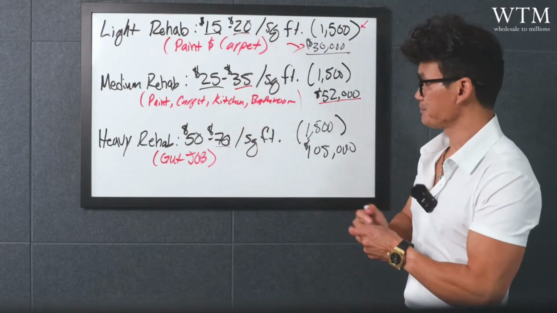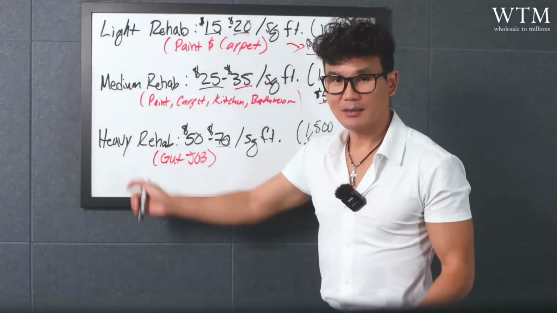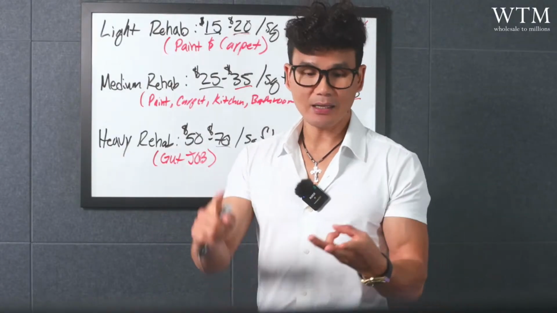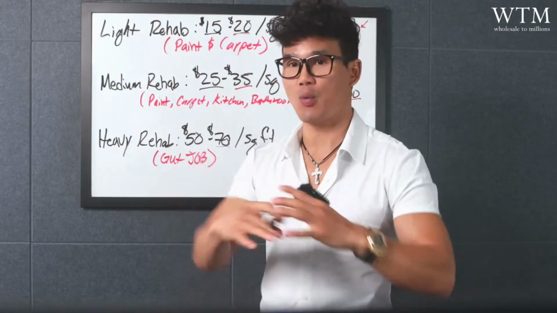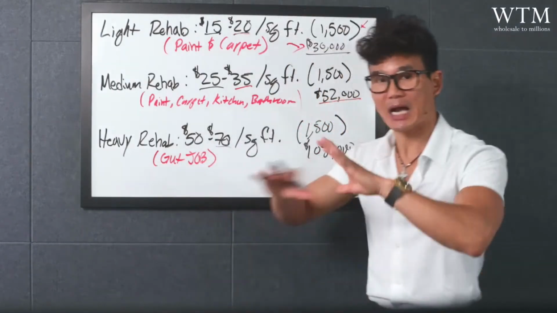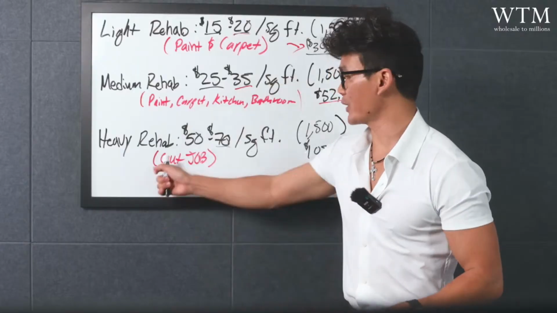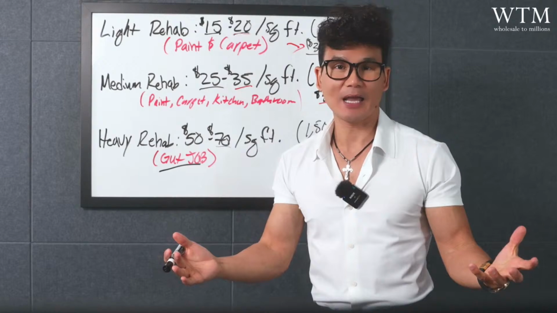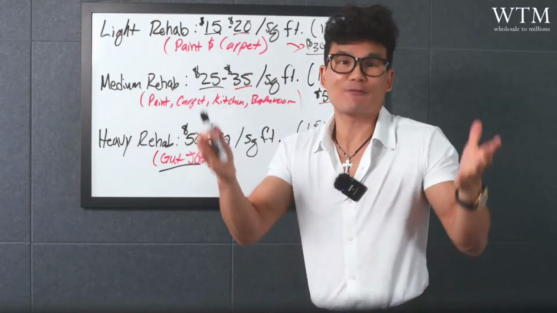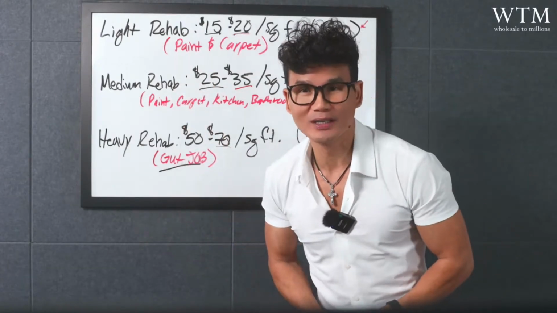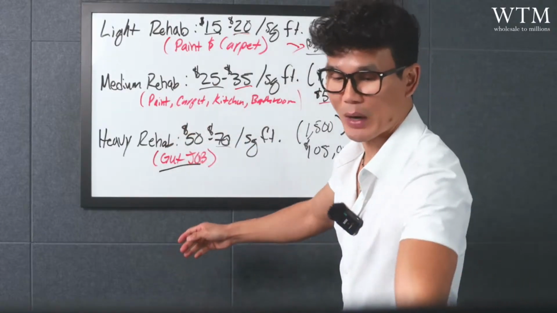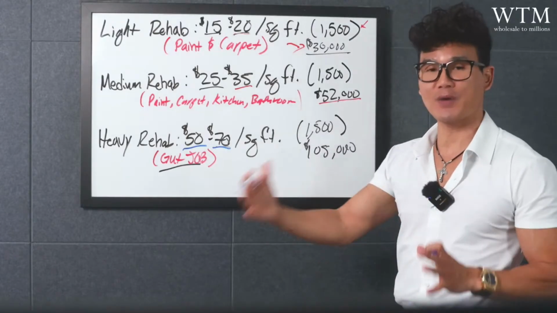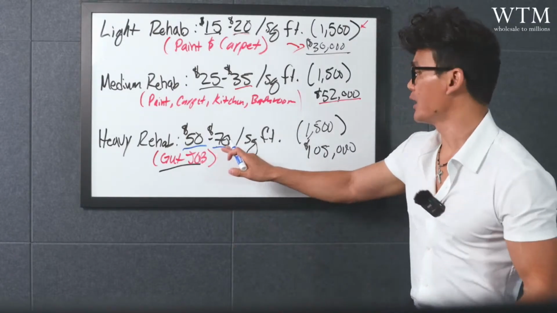Same thing, a heavy rehab. I'm talking about a complete gut job. Electrical, plumbing, okay? Kitchen, bathroom updated, new flooring, new windows, new roof. Like a complete gut job, a redo of the house. When you do a gut job, it's almost like buying a brand new home, okay? The only thing that's probably left is the frame. The frame is the only thing that's probably old. Everything else is probably new when it comes to a heavy rehab. So I would say $50 to $70 per square foot. Once again, if you're in a more expensive market, use $70.